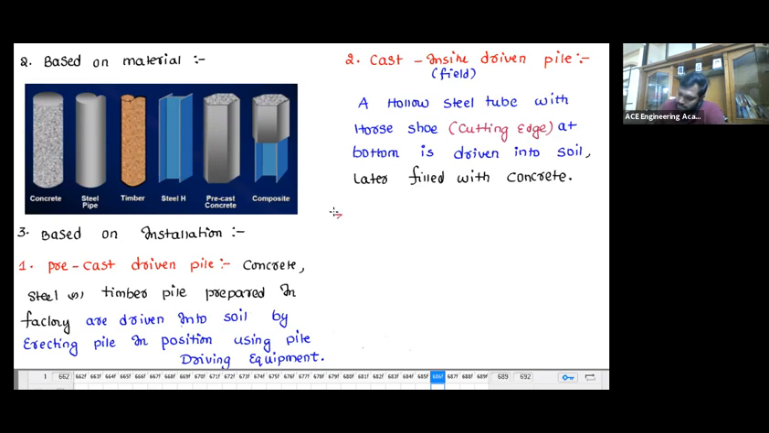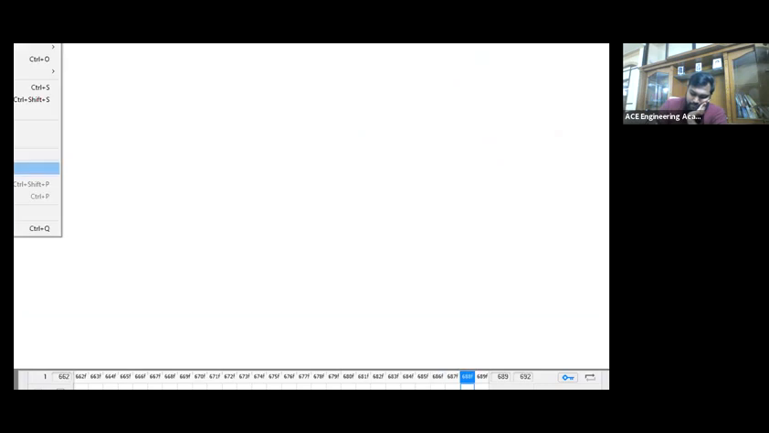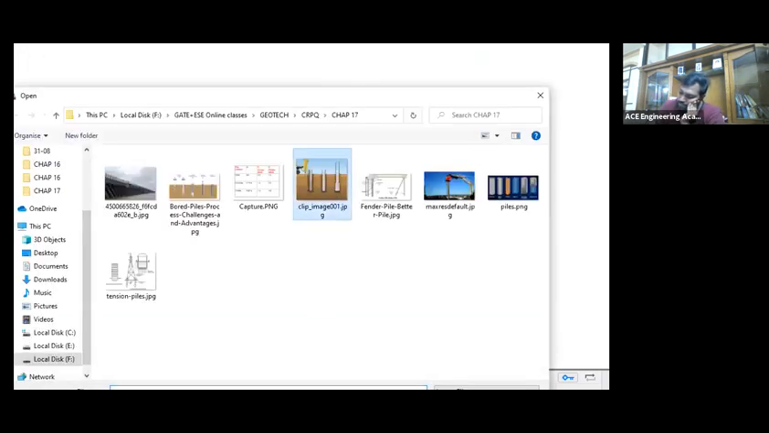Okay, and there comes the third one. Bored cast in situ piles, or simply we call them bored piles. Sir, how are these going to be prepared? In the case of cast in situ, I drove a hollow steel tube. Here I am not going to drive anything. What I simply do is dig a borehole.